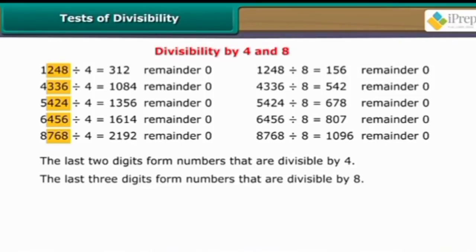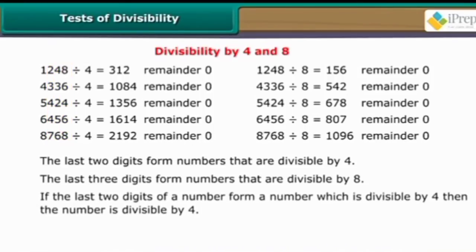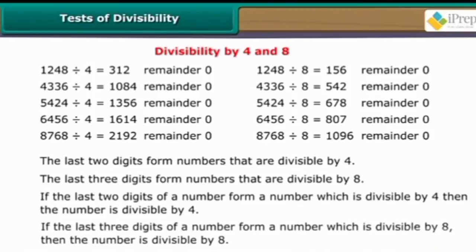Therefore, we can say that if the last 2 digits of a number form a number which is divisible by 4, then the number is divisible by 4. If the last 3 digits of a number form a number which is divisible by 8, then the number is divisible by 8.